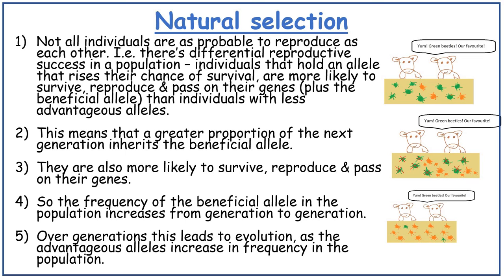They are also more likely to survive, reproduce and pass on their genes. So the frequency of the beneficial allele in the population increases from generation to generation. Over generations, this leads to evolution as the advantageous allele increases in frequency in the population.